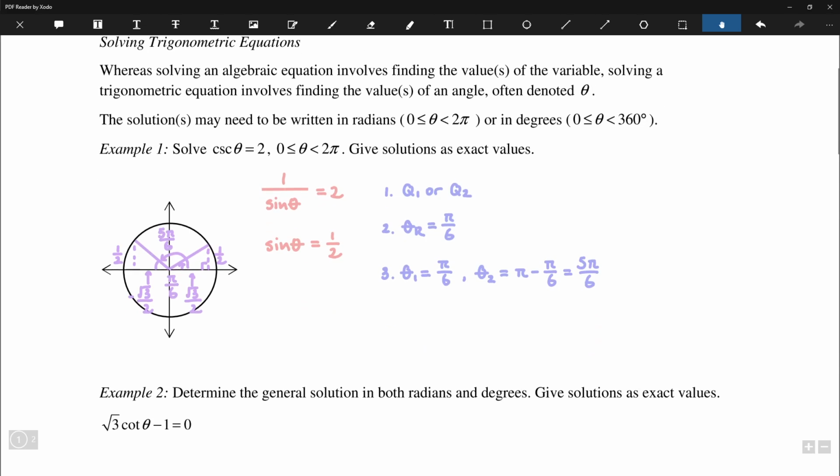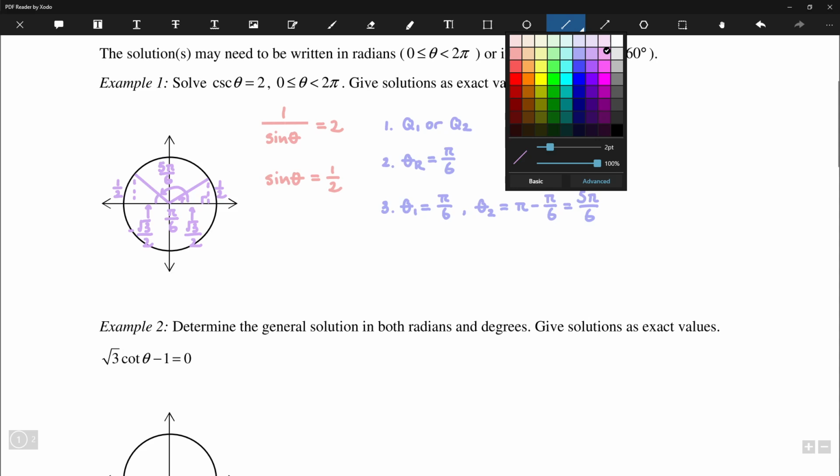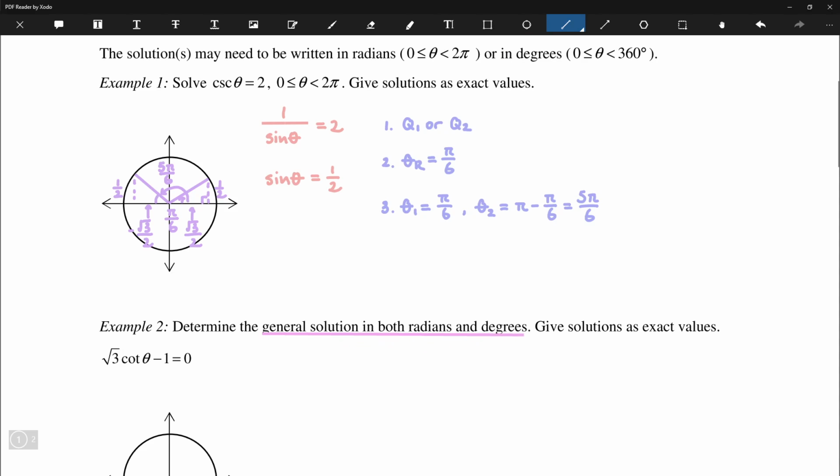So what happens if the solutions are not restricted to a particular domain? So if we look at example 2 here, we have the general solution in both radians and degrees, and that's a new idea or new concept. So let's look at how this works.